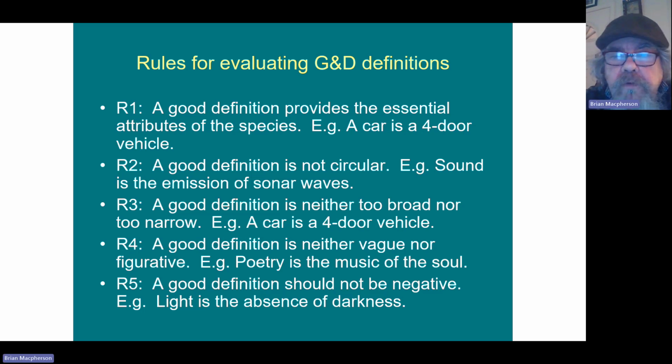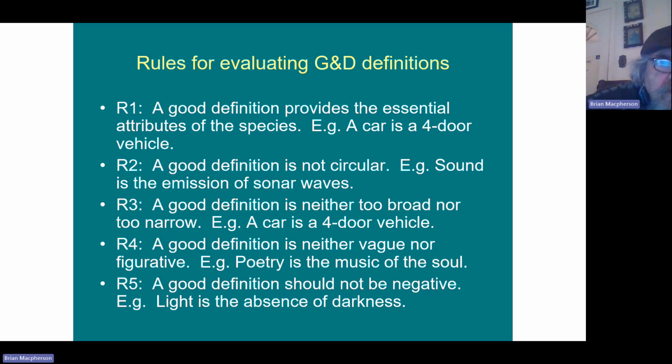Suppose you ask me, well, McPherson, what is a car? And I say, well, a car is a 4-door vehicle. Well, that's not really a very good definition because although being a vehicle is essential to being a car, being 4-door is not. There are cars that are 2-door. There are cars that have 3 doors, right? Like hatchbacks. So therefore, it's not a very good definition, frankly, okay? Because having 4 doors is not essential. So we say it's a bad definition because it doesn't provide all of the essential attributes of the species. All right.